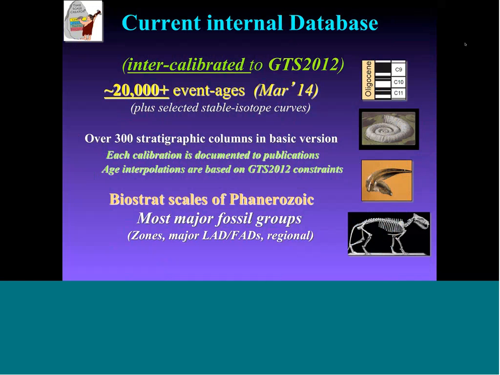Currently, TimeScale Creator's internal database involves over 20,000 event ages and over 300 stratigraphic columns that include paleomagnetics, sea level sequences, global reconstructions, microfossils, macrofossils, and even human evolution.